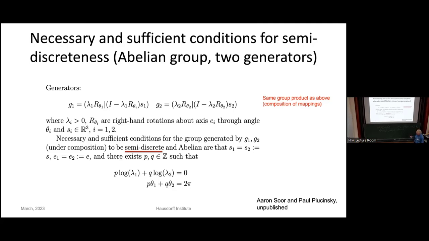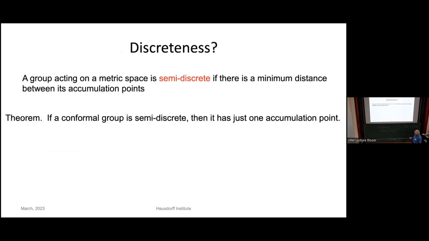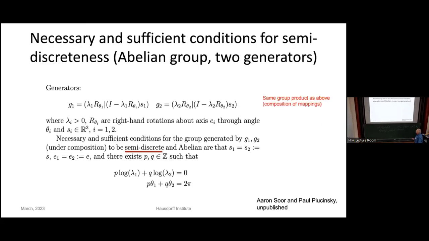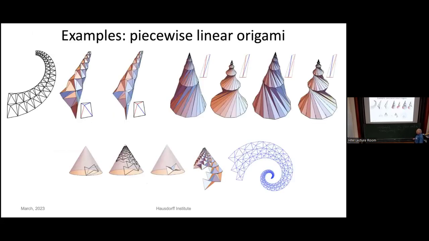Okay, so we make sure that that's satisfied, and because of this result, it just has one accumulation point. So we expect to have one accumulation point with these two generators. We're going to make structures with these two generators. In the piecewise linear case, these are the kind of structures you get. The accumulation point is obviously, if you try to continue this, at the apex of this cone, or at the end of this thing. These are also made using tiles, which are the Miura-ori tiles.